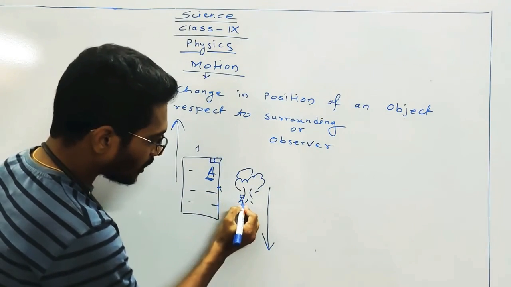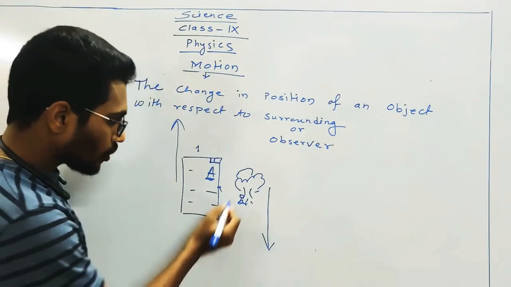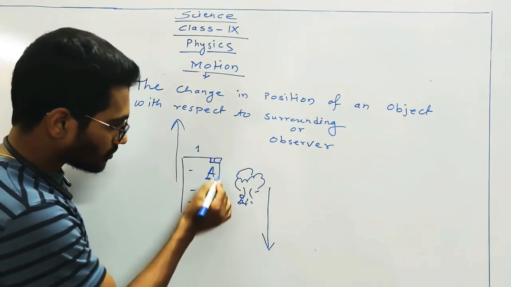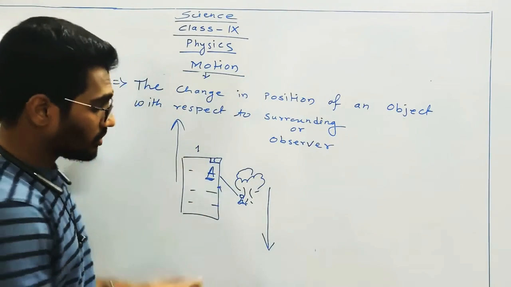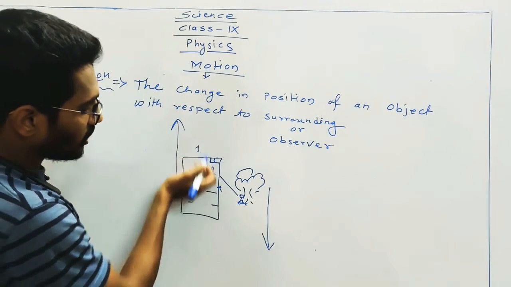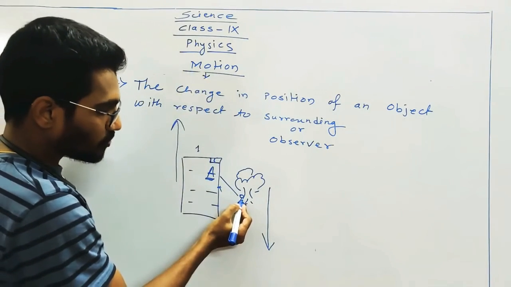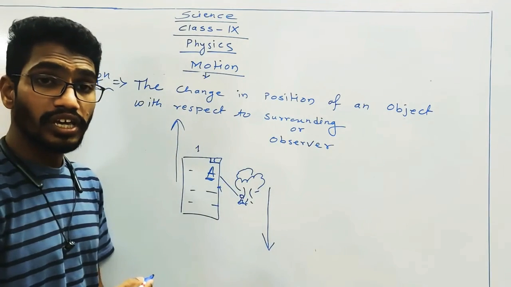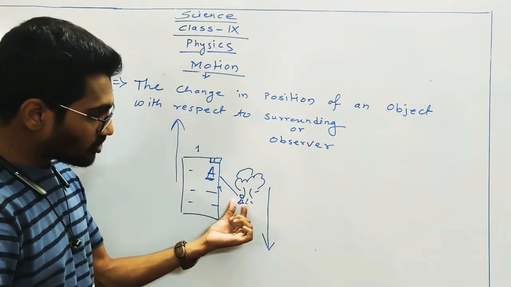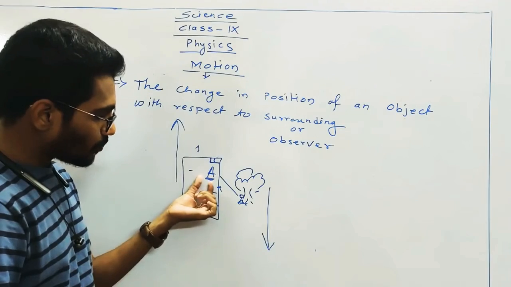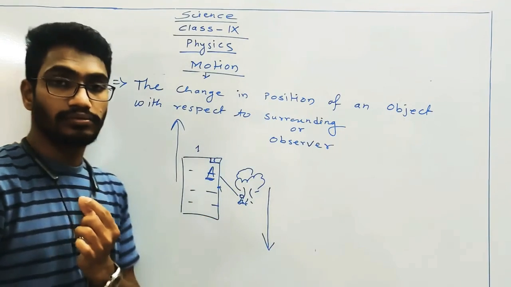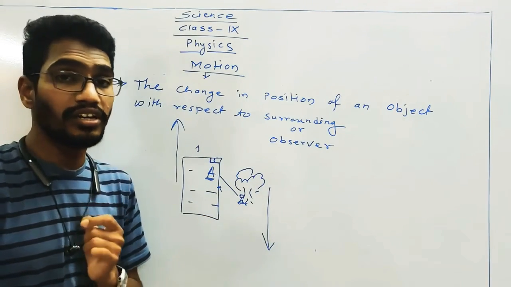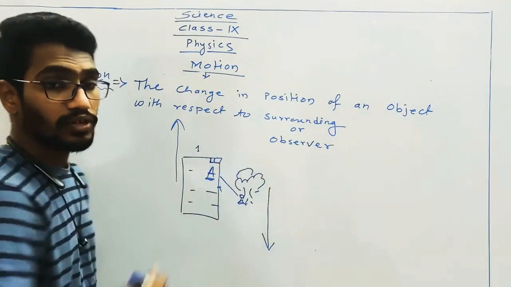Suppose someone is sitting here. So student A sees him. This is the initial position. As the bus goes ahead, A's position changes with respect to this person, and this person's position also changes with respect to student A. So this particular person is in motion for A, and A is in motion for this particular person. So is it clear what is meant by surrounding and observer?